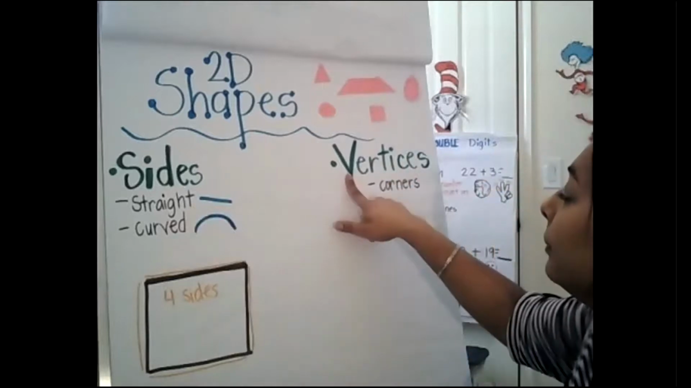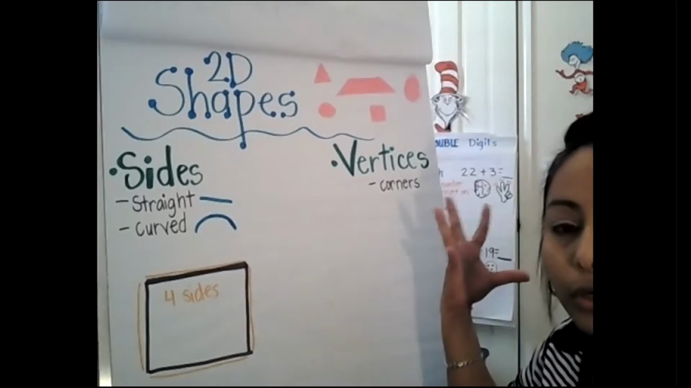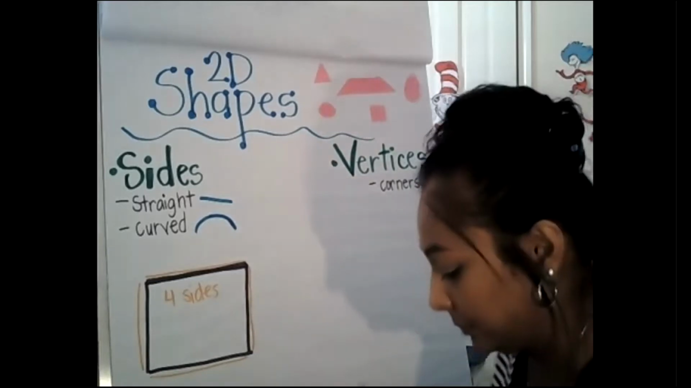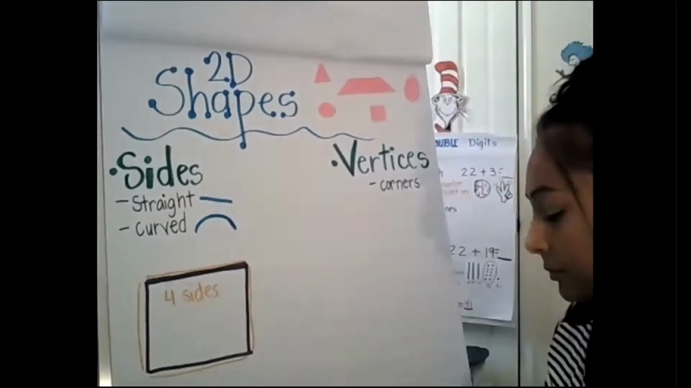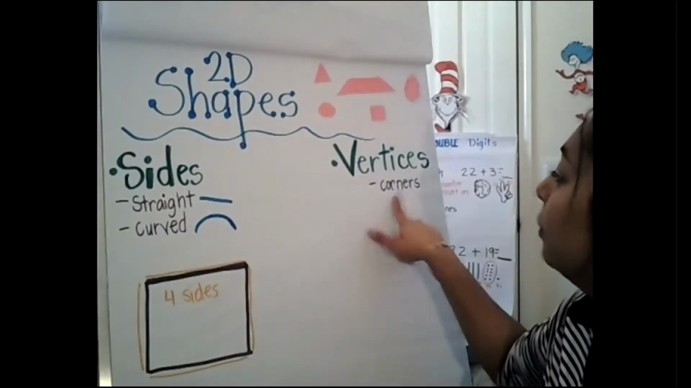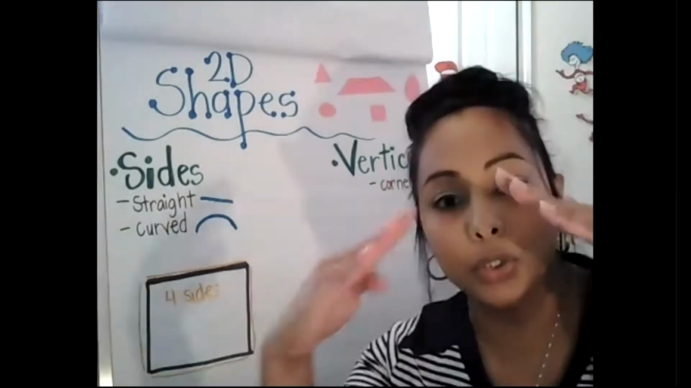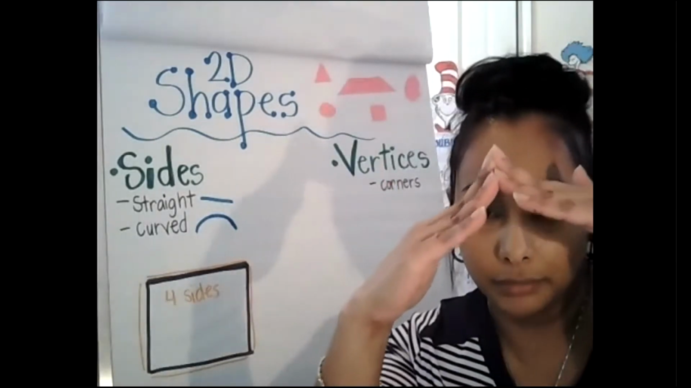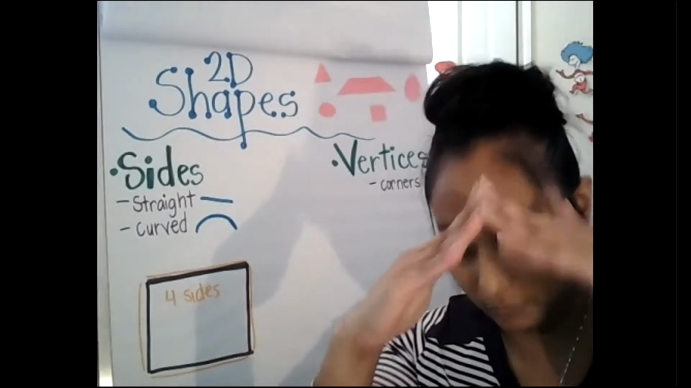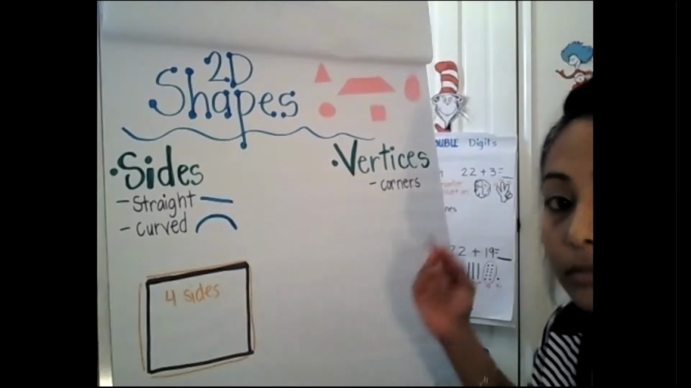Okay. So if I'm looking at my vertices, and vertices is just another word for corners. Las vértices en otra manera es otra palabra para esquinas. Okay, so corners. When you think about corners, think about when 2 straight sides meet. Cuando piensas de una esquina son cuando 2 cosas derechas se conocen.